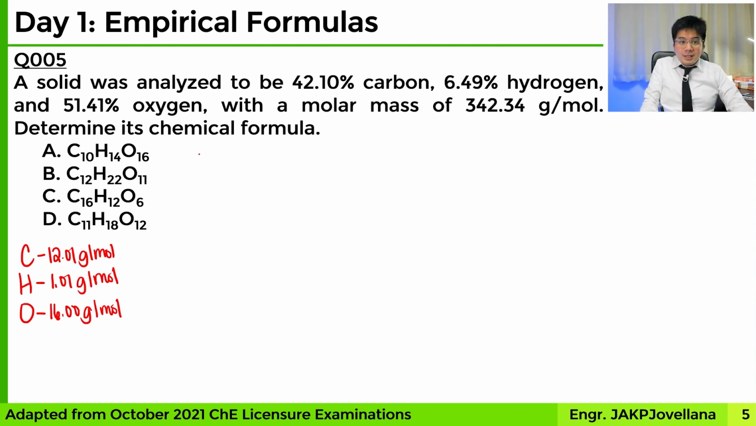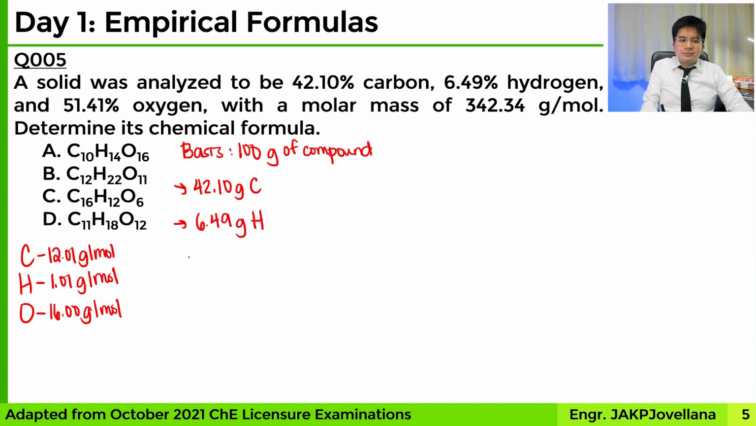Let's take a basis of 100 grams of the compound. From the given analysis, it follows that we have 42.10 grams of carbon, 6.49 grams of hydrogen, and 51.41 grams of oxygen.